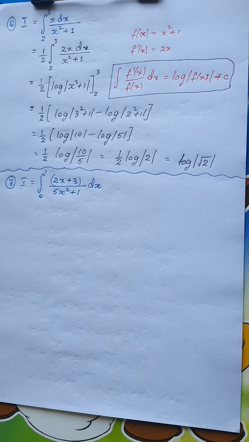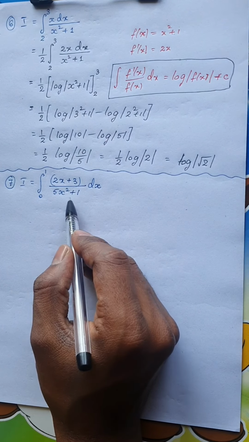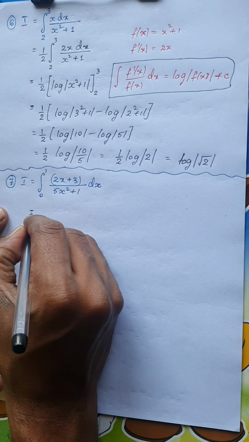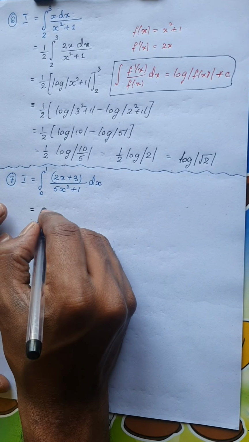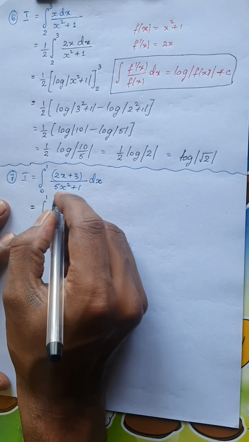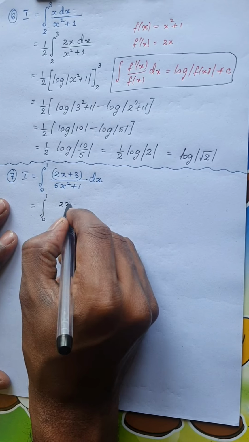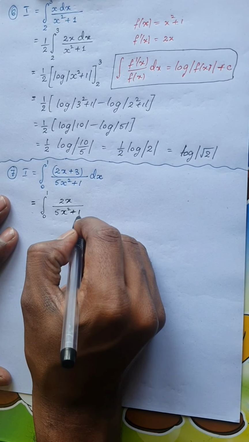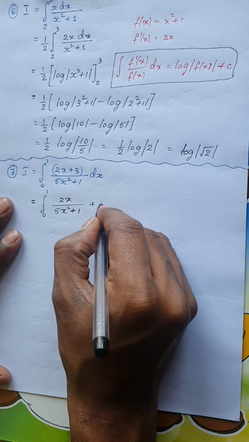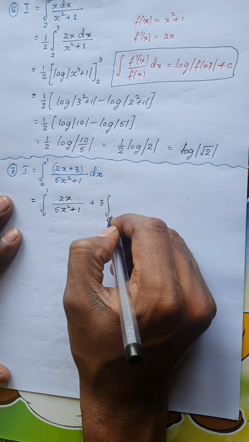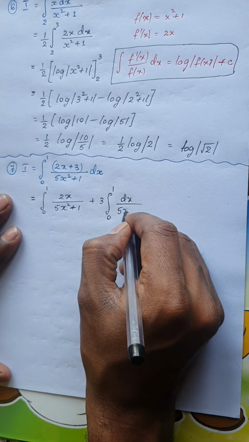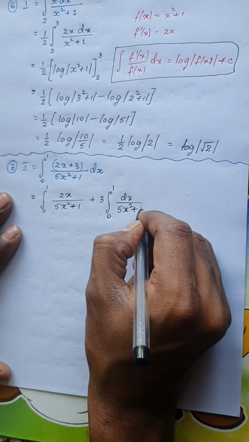So the next integral is of the form integral from 0 to 1 of (2x + 3) divided by (5x² + 1) dx. Okay, so let me split up the integral. This can be written as the integral from 0 to 1 of 2x divided by (5x² + 1), plus, keeping the constant 3 outside, the integral from 0 to 1 of dx divided by (5x² + 1).